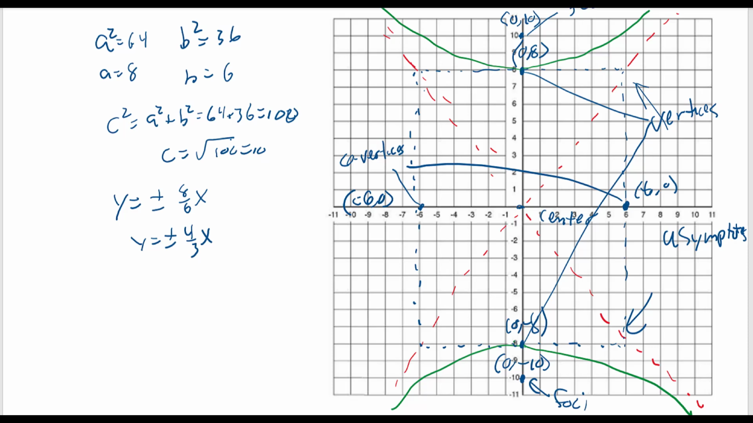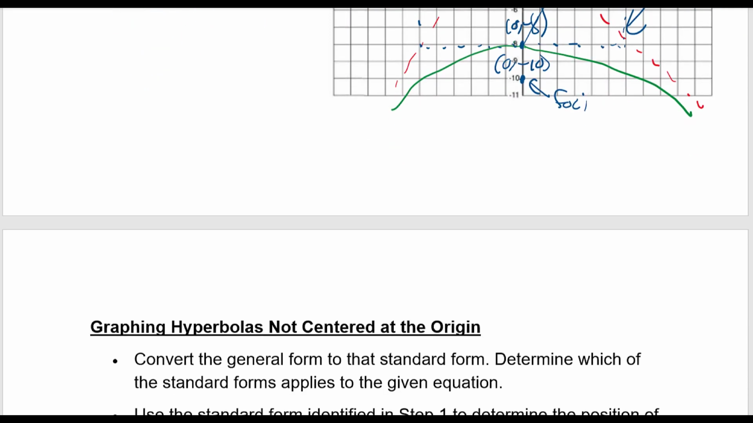Okay, so I think that's all the elements they wanted. I think that's it for this one. Yeah, because the next one we're going to do one not centered at the origin. So slightly different because we have the h, k.